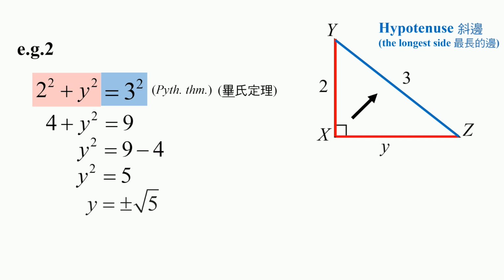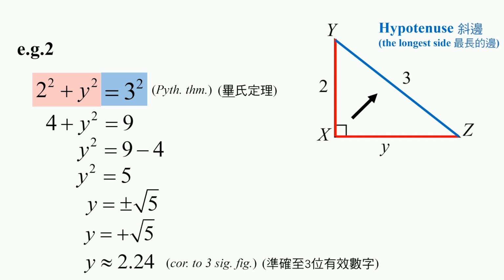Moving the square to the other side using square root, y equals positive square root 5 or negative square root 5. And since this is a physical edge, we choose the positive number. y therefore equals approximately 2.24, corrected to 3 significant figures.